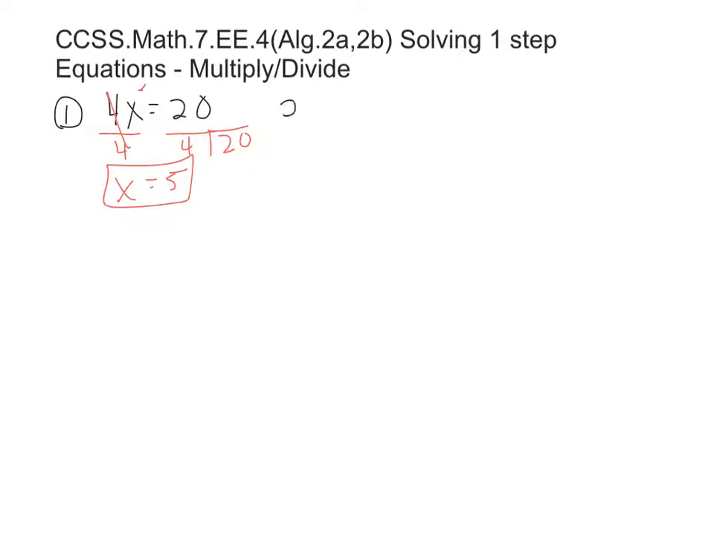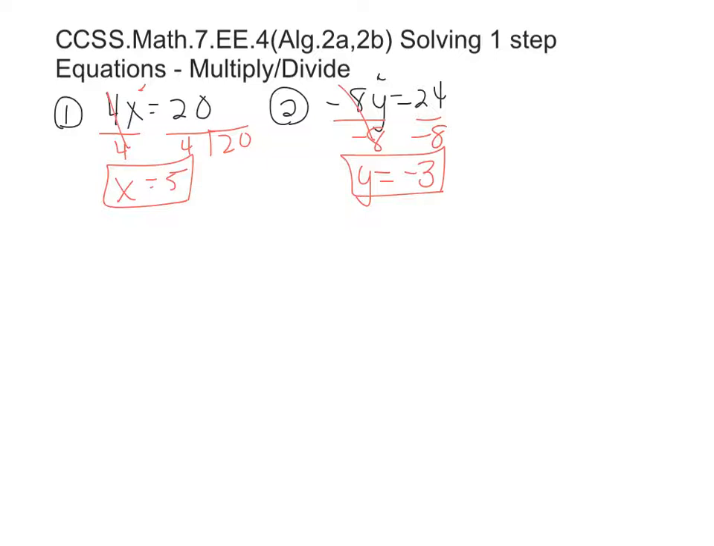Number 2, we have negative 8y equals 24. So we're working on the y side, right over here, and y is being multiplied by a negative 8. And remember, the number takes a sign, so we're going to divide both sides by negative 8, and that's the property, division property of equality. And we're going to get y equals negative 3. And let's do one more here.